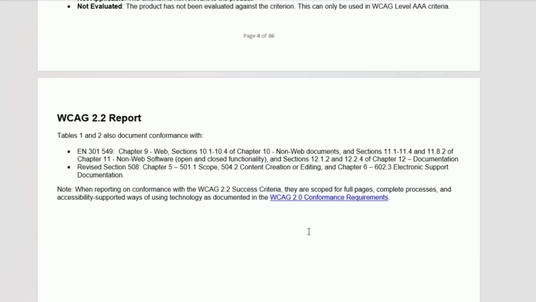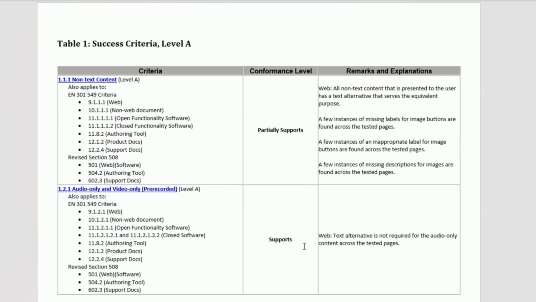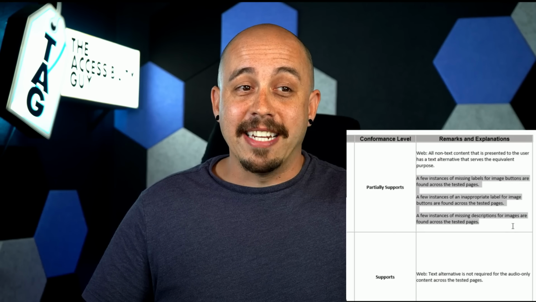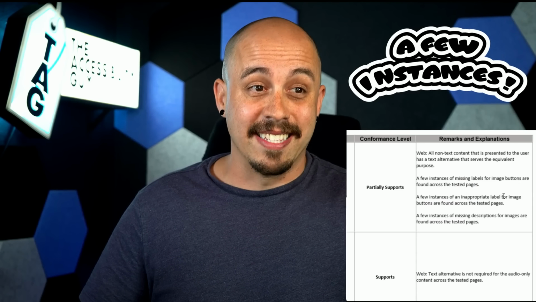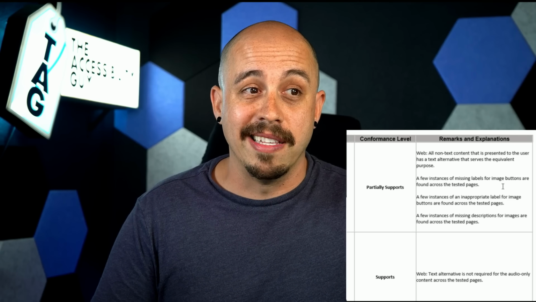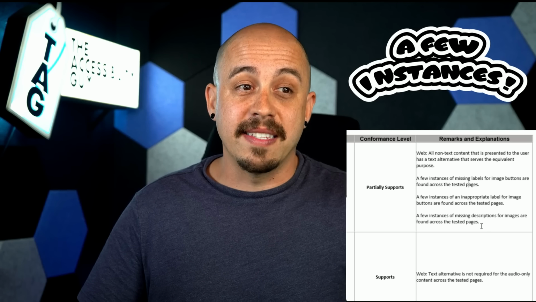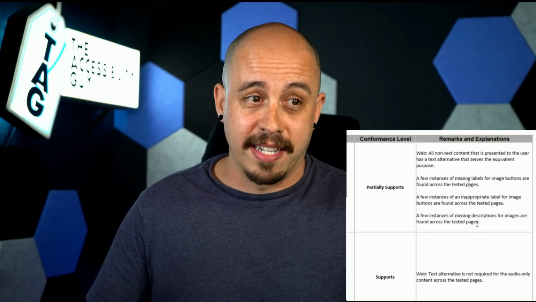This company claims that the product meets 2.2 guidance, but then when I dig deeper into our level A criteria, let's take a look at 1.1 non-text content alone. We have partially supports. So here are some of the things that it doesn't support. A few instances of missing labels for image buttons are found across the tested pages. A few instances of inappropriate labels for image buttons are found, and a few instances of missing descriptions are found across the tested pages. What about another partially supports?